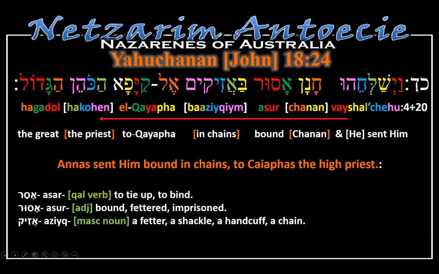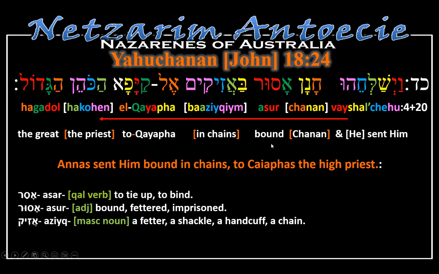And again, we've got prefixes to tell us a completed action. And we know that shalach means to send. So therefore, and he sent, because it's a complete action. And who is him? And he sent him. Hanan, that's who sent him. Hanan, which is translated as Annas, but it's actually Hanan, which is his name.